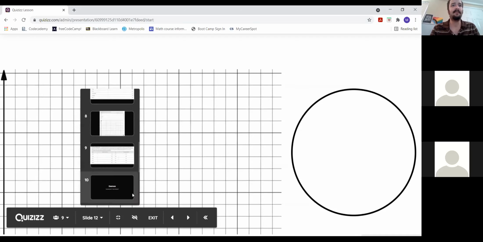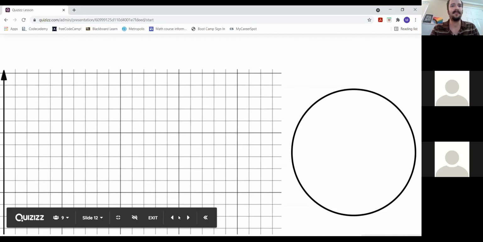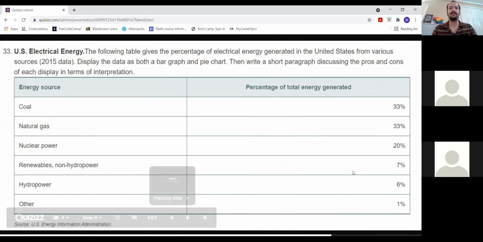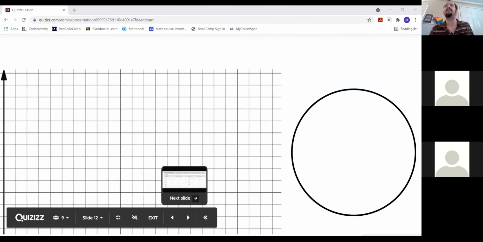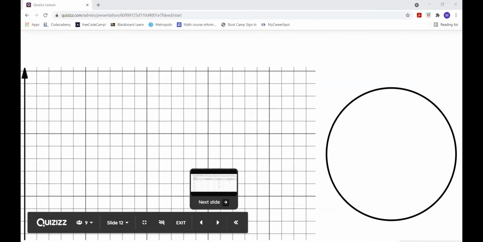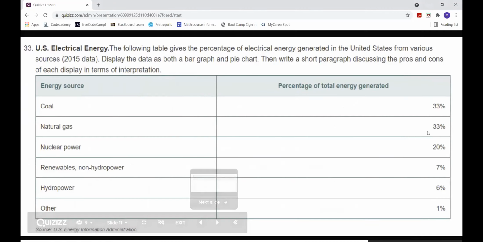These problems take a little bit of time, but the good thing is we don't have too many of them. So this is problem 33. Let me open that up in another screen so I have these numbers somewhere. 33 right there. Coal is 33%, natural gas is 33%, nuclear power is 20%, renewables is 7%. Do you want me to go back to that slide? Maybe that might help as well. It might be beneficial to take a picture or jot these numbers down right quick.